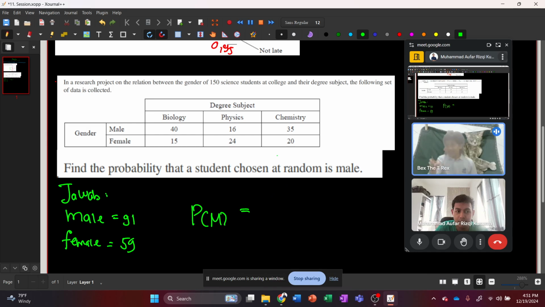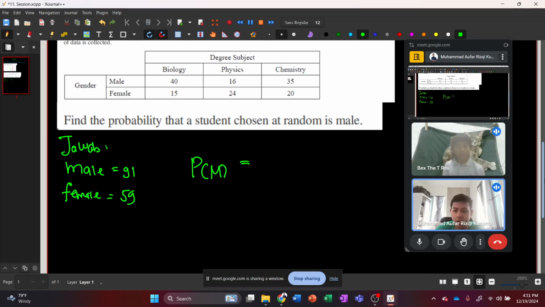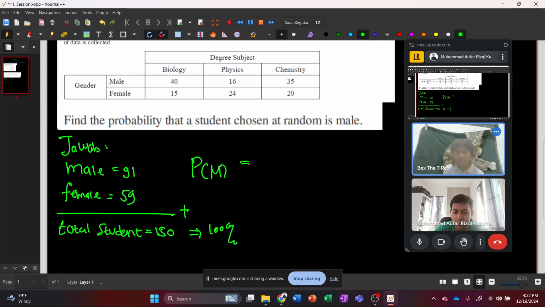The second step I will probably do before we jump into the conclusion is to add up the numbers together to see what the 100% is in this case. What is 91 plus 59? First we do 9 plus 5, which is 14, 140. No, 150. This is the total students, or the 100%. This is 150.